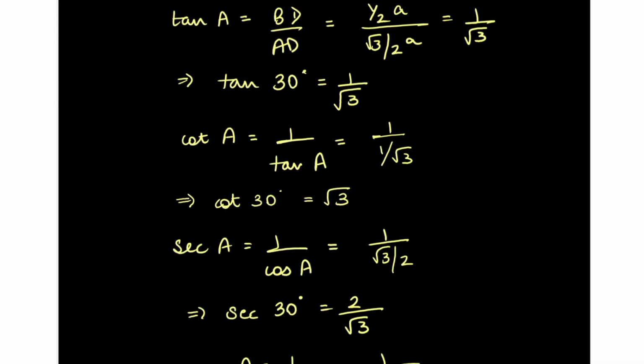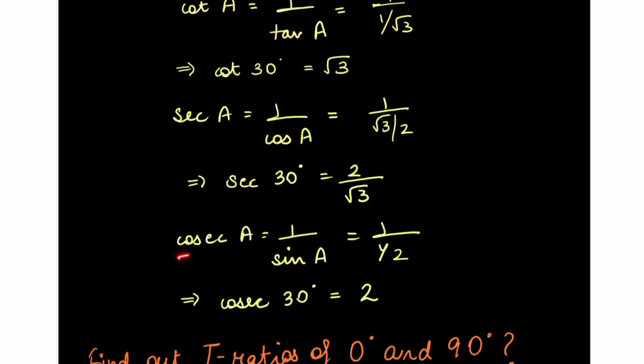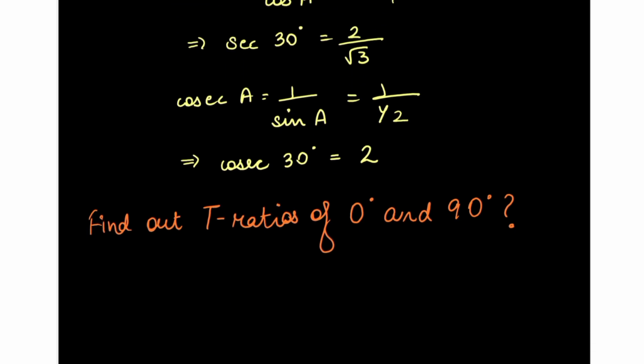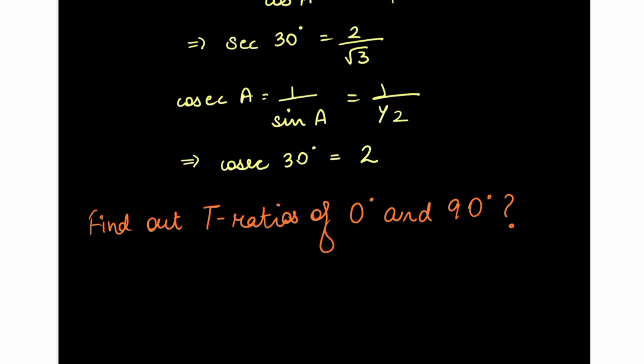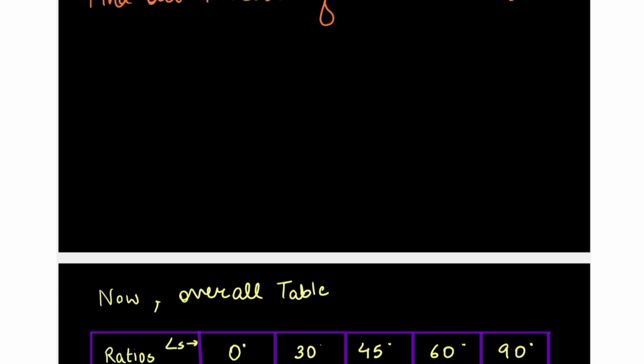Now secant A is the reciprocal of cosine A, which is the reciprocal of root 3 by 2, which leaves us with secant 30 degrees equal to 2 by root 3. Now cosecant A is the reciprocal of sine A, that is the reciprocal of 1 by 2, which gives us cosecant 30 degrees equal to 2. So now find the values with respect to 0 and 90 yourself. This will be a very interesting exercise.